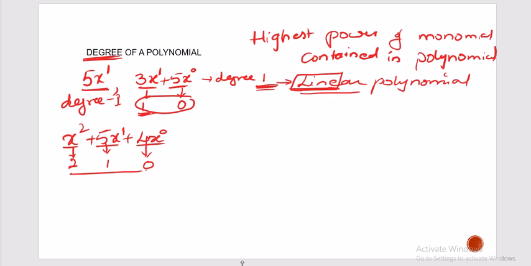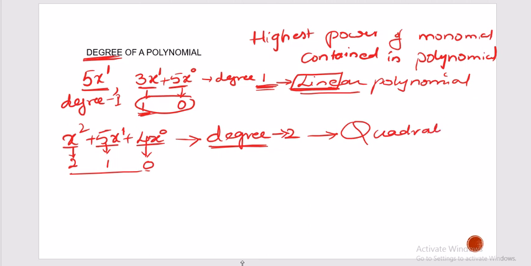Amongst these three, which one has the highest power? The highest power is 2. Since the highest power is 2, it has degree 2. Whenever you have degree 2, such a polynomial is called a quadratic polynomial. This quadratic polynomial has two zeros, and regarding that we will discuss later, right? Whenever you have degree 2, we call it a quadratic polynomial.